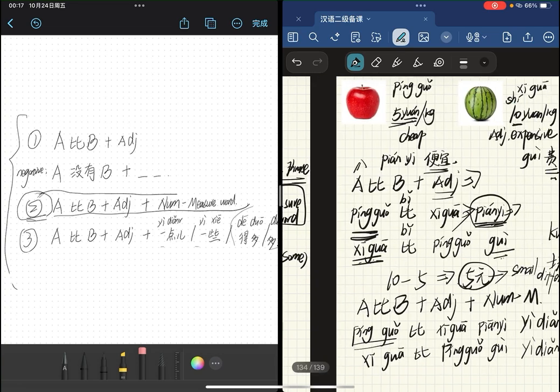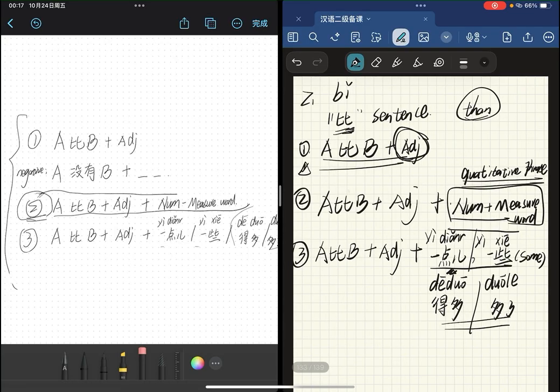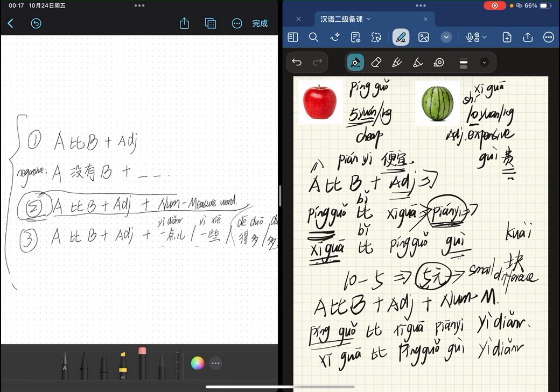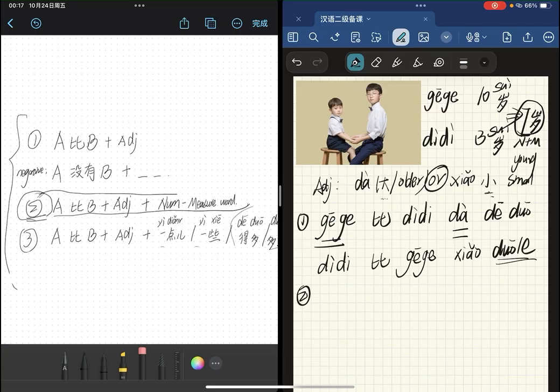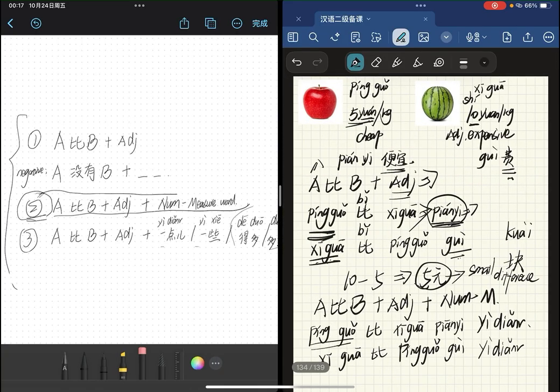Okay, so in the last class we compared the prices, and we compared the age. Let's see the price. The first one, the basic one, 苹果 and 西瓜. 苹果 is a cheap one, 便宜. 西瓜 is the expensive one, 贵. Okay, so the basic one, A比B adjective.